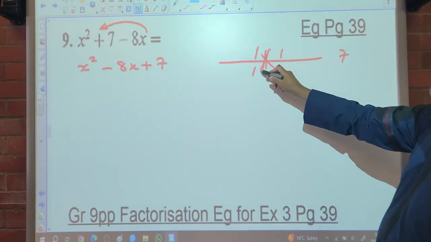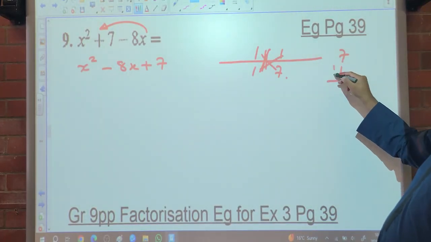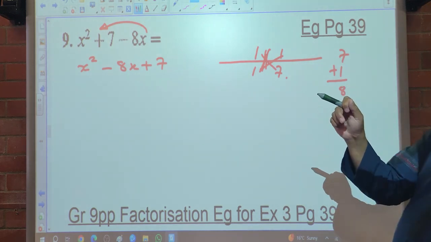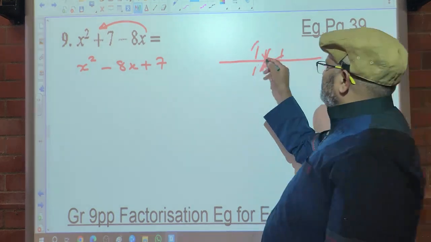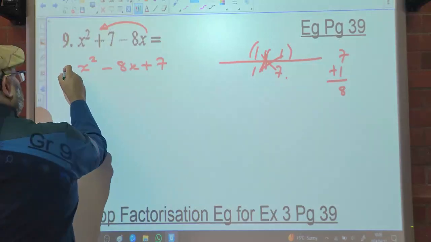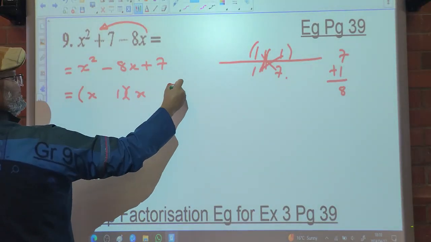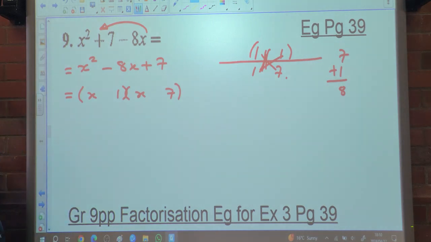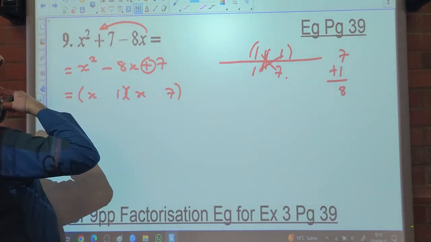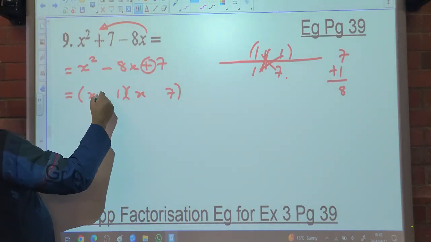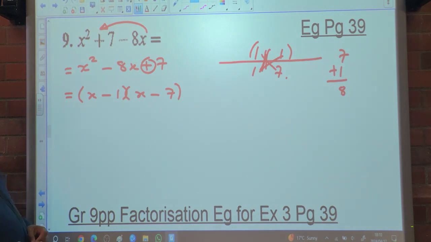1 times 7 is 7. 1 times 1 is 1. You add it, and that's what we want. In the brackets goes x and a 1, x and a 7. What about our signs? Same signs or opposite signs? Same signs. So both are going to be the sign of the middle term.